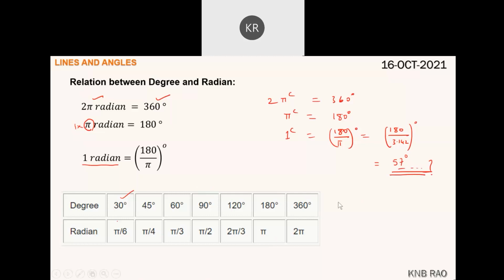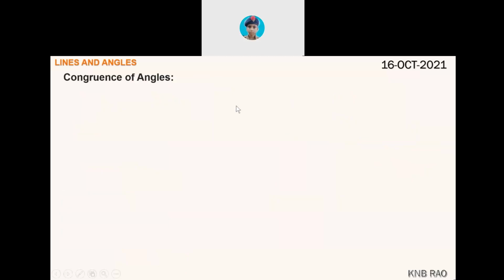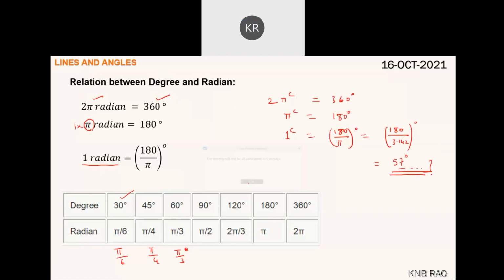It's pi by 6, pi by 4, pi by 3 radians. Here pi is equal to 180. So pi radians equals 180 degrees. This is the relation between degrees and radians.